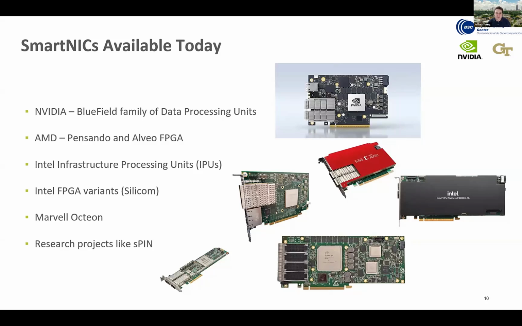Things like AMD, they have Pensando, high-speed NICs, and of course Xilinx Alveo FPGAs, which can be used as programmable SmartNICs. Intel IPUs, infrastructure processing units, other kinds of FPGA cards. We have a few from a company called Silicom in our testbed that we'll talk about. Cards from Marvell, and then of course research products like Spin from ETH Zurich, which focuses on a fast FPGA accelerated type SmartNIC.